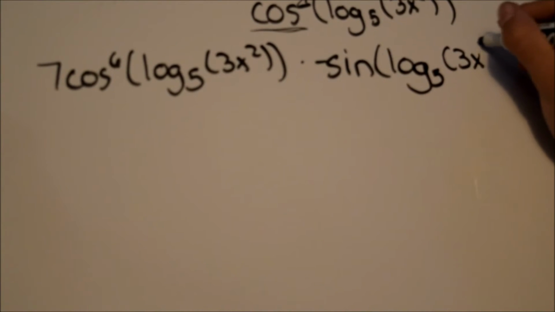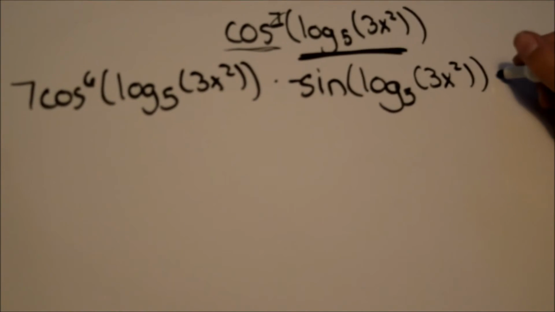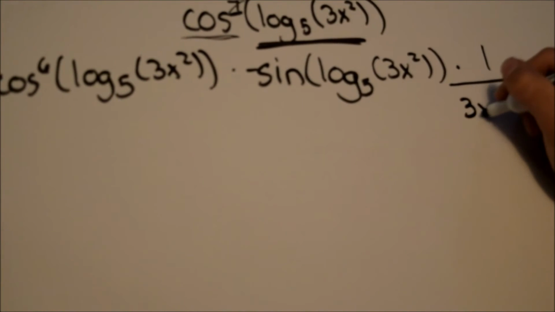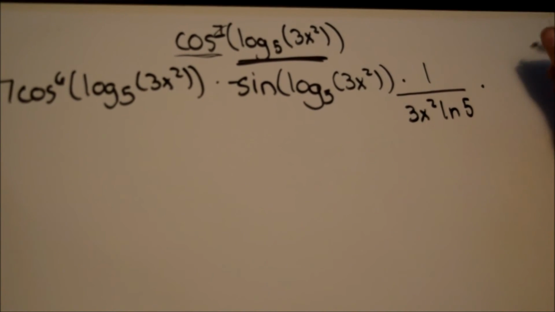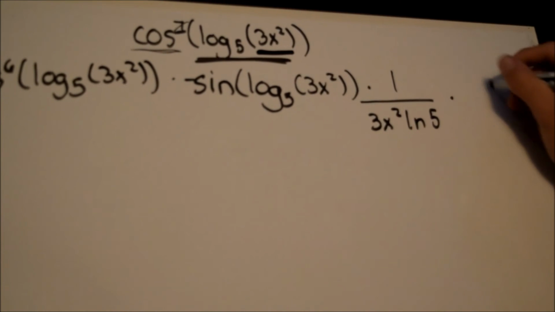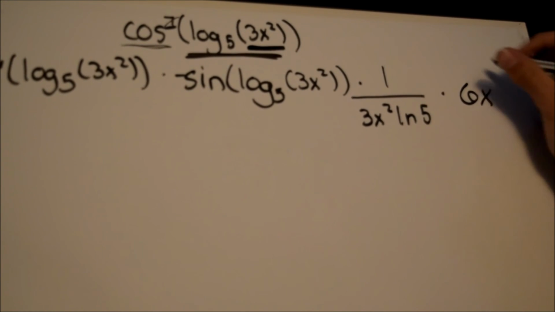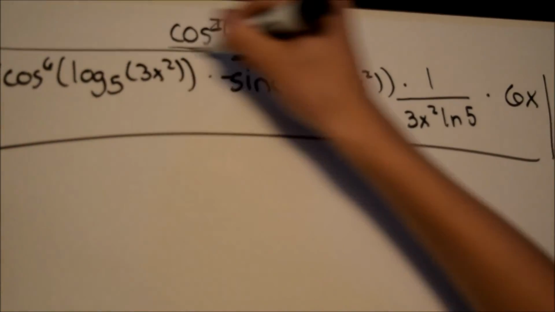And now that we've done everything outside the parentheses, we can move inside the parentheses to our log function. So we multiply it by the derivative of our log function, 3x squared times natural log of 5, and then lastly we have our polynomial, and derivative of 3x squared is just 6x. And right here we have our answer to our composite function using the chain rule.